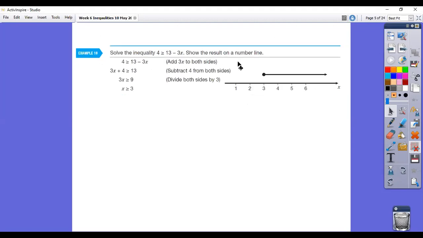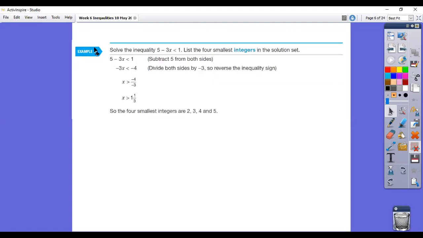Then you've got example 18. So you've got a solving inequality here and show the result. So if I've got 4 is greater than or equal to 13 minus 3x, add 3x to both sides, that gives me 3x plus 4 is greater than or equal to 13. Subtract 4 from both sides, gives me 3x is greater than or equal to 9. Divide both sides by 3 to give me x is greater than or equal to 3. Again, you can show this solution on a number line.